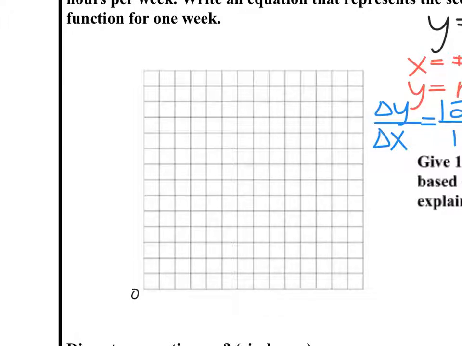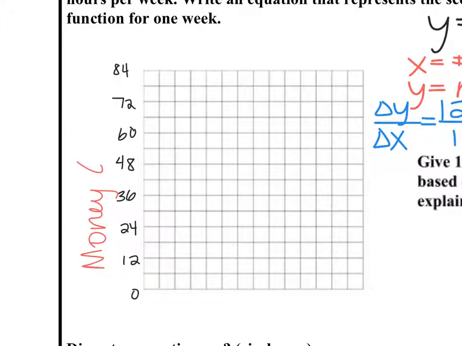But we do not want to label all of them. Like, I don't want each square worth 12, because you do not maximize your space. So spread it out. 12, 24, 36, 48, 60, 72, and top one would be 84. So we're going a little bit past 72, and that's okay. And we know that this is money earned in units, dollars. You have to have what it is and how it's being measured.